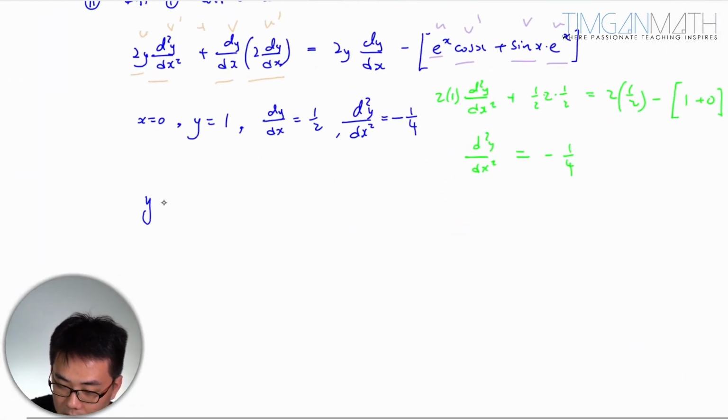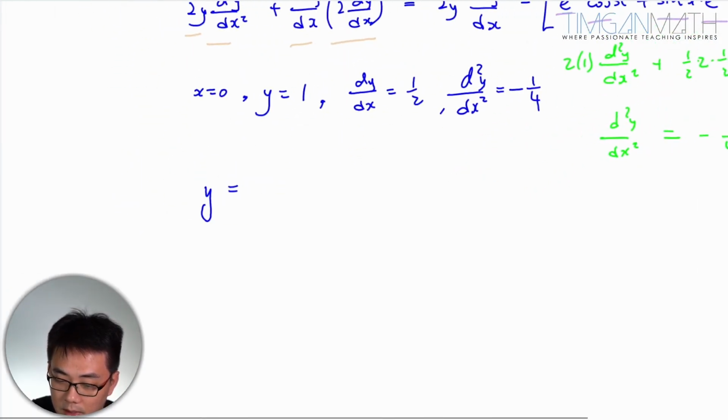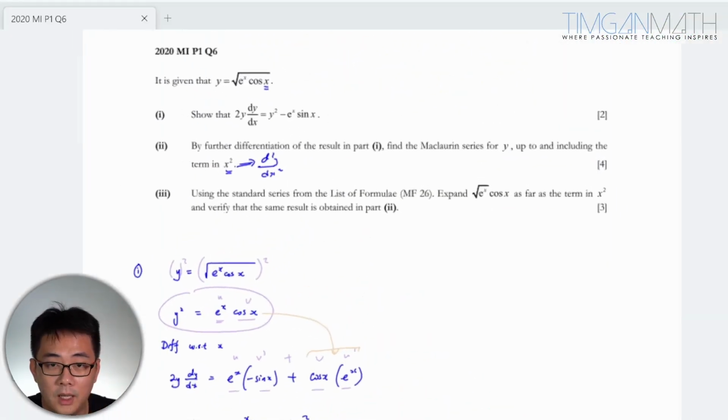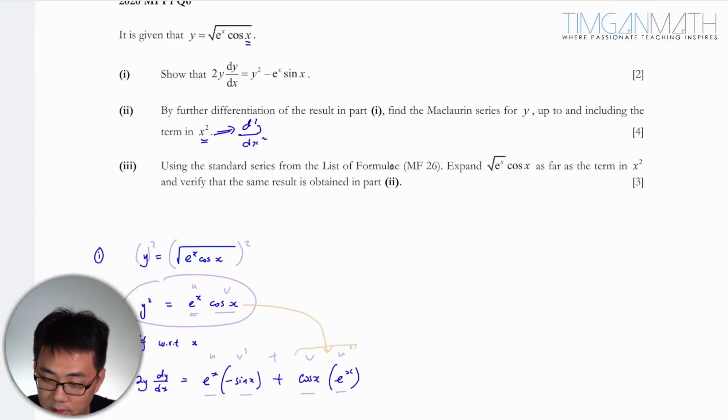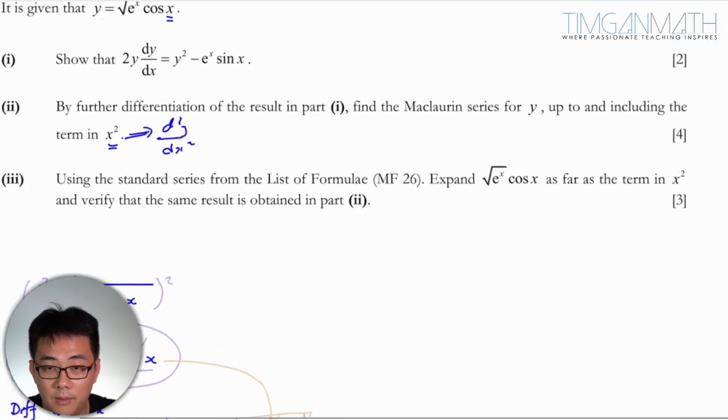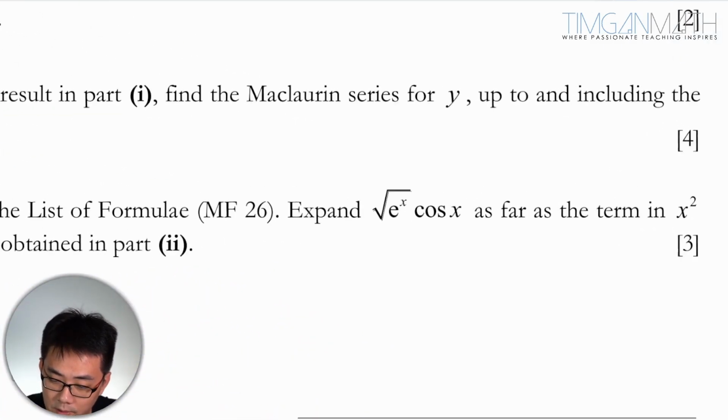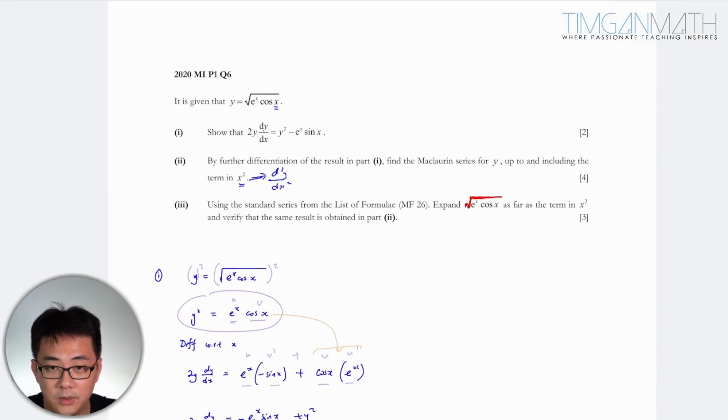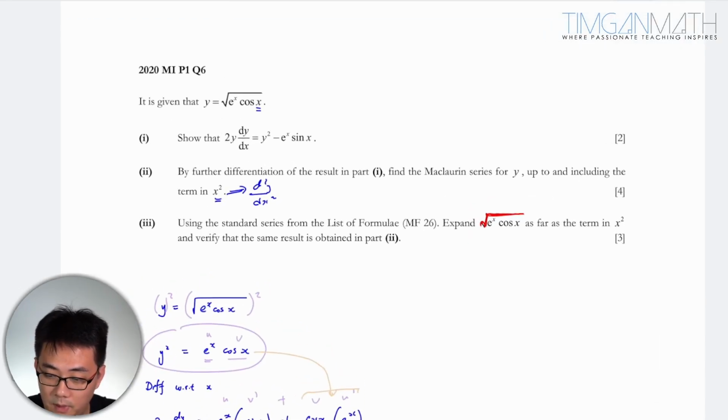So the Maclaurin series of y will be, just bring out the Maclaurin series here. Let's look at the last part. Using the standard series from the list MF26, expand this as far as the term x squared and verify the same result as in part 2. There's a typo here. Okay, so we need to show this. Let's see how we can do that.